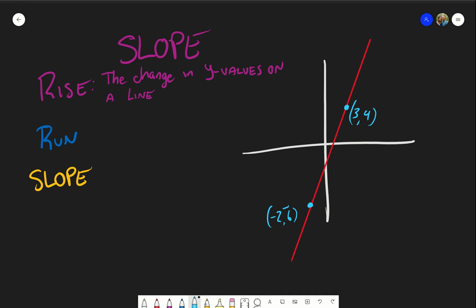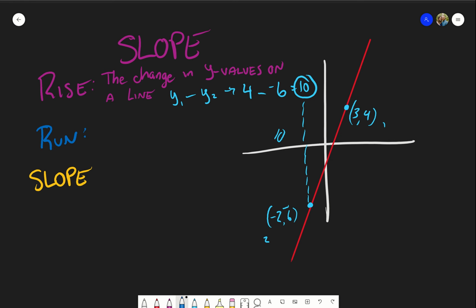Okay, so the rise is the change or the difference in the y values. To find the difference, I'm going to subtract. I'm going to take y1 minus y2. I don't care what y1 is or what y2 is. We'll call this point 1 and this point 2. So we'll say this is actually 4 minus -6, which is 10. So my rise here is 10. I could actually count these and go up 1, 2, 3, 4, 5, 6, 7, 8, 9, 10, and see that I go up 10 to get from this point all the way up to where my other point is.